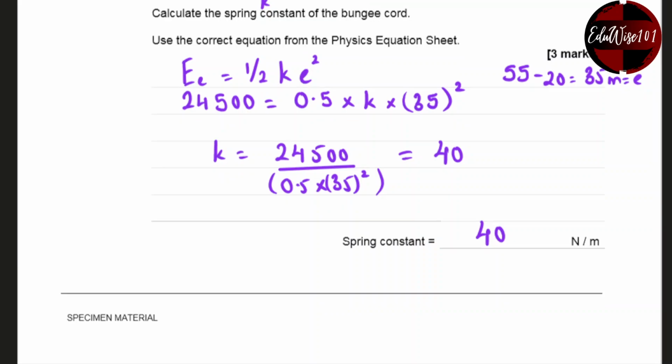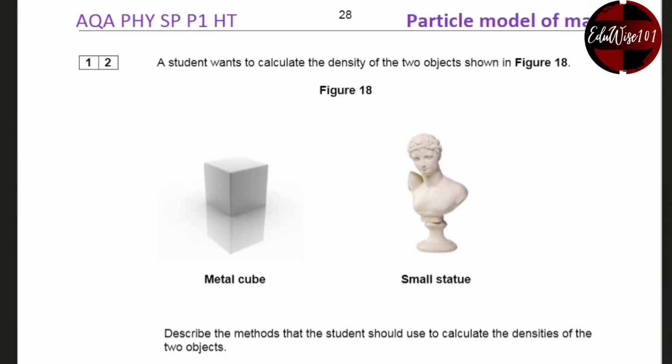Next question. Question 12 is on the particle model of matter. This is actually the required practical to find the density of regular and irregular objects. A student wants to calculate the density of two objects shown in figure 18. You have a metal cube, which is the regular object, and the irregular object is the small statue.